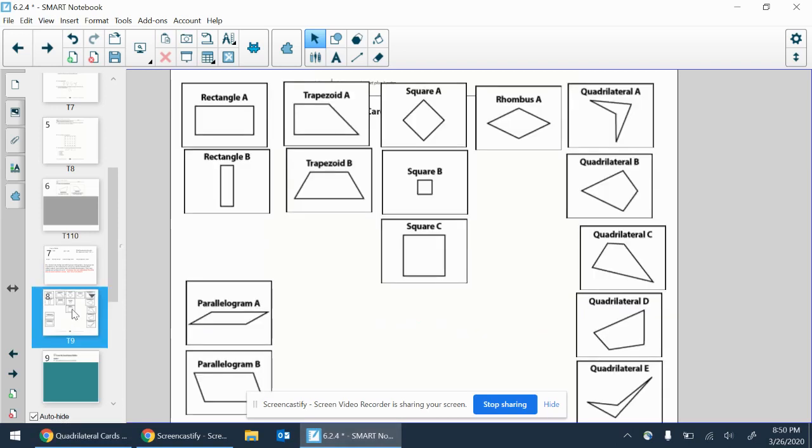Okay, so you have printed your cards and cut them out, or you've drawn out your shapes and cut them out. I have done the same online. So here you can see that I put them in categories. I have rectangles A and B together, trapezoids A and B, squares A, B, C, rhombus, quadrilaterals A, B, C, D, E, and parallelograms A and B. I just did that so it'll make this a little bit easier for me to sort through what my shapes are.